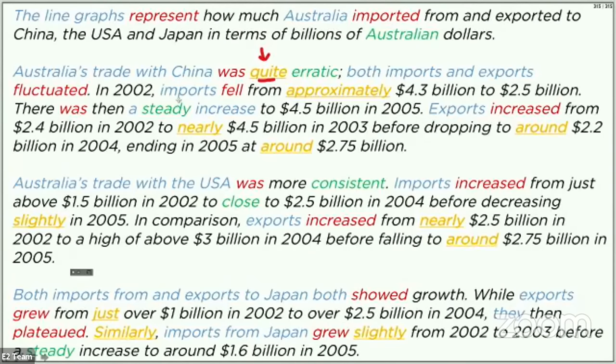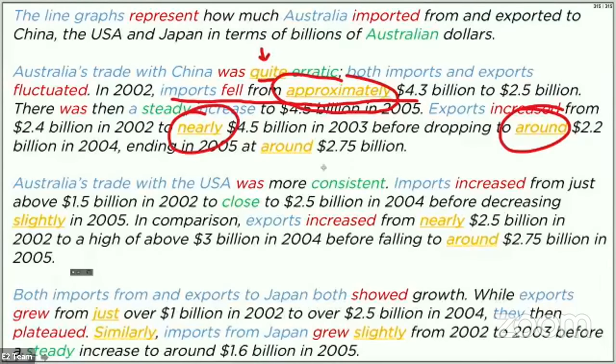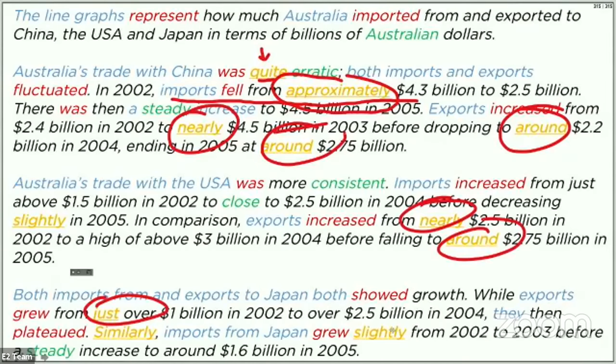Here we've got imports fell from approximately 4.3 billion. What we're doing here is, if you remember the graphs, you couldn't see exactly how much money the exports or the imports were, so we can hedge our bets, and we can say it was approximately or around $2.2 million or nearly 4.5 million. Around again, nearly, around, just over.